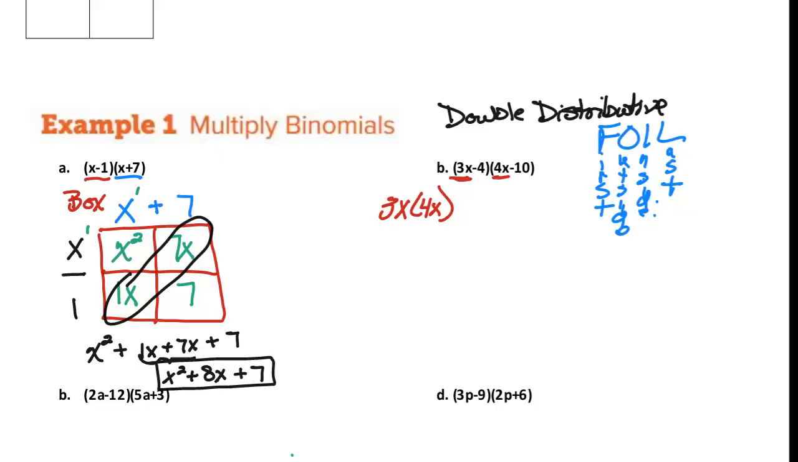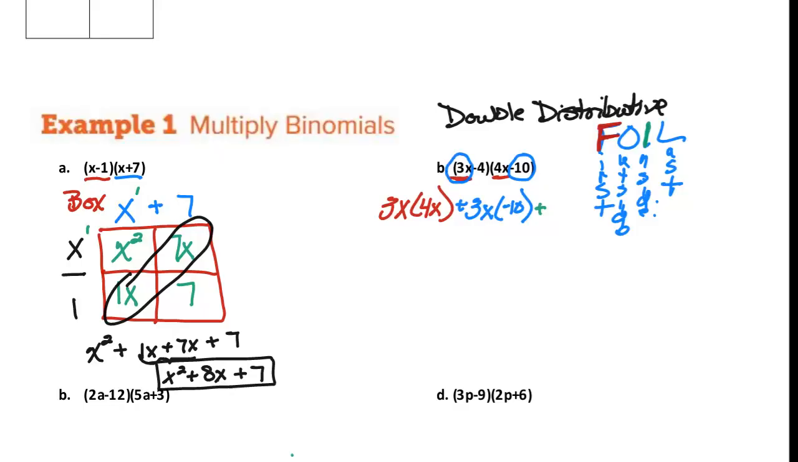Outside times outside, let's do this in red. So those are in red. Outside, this is on the outside of those two, times outside is going to be a 3x times a negative 10. That's in blue. Now I'm going to do inside times inside. Find your two inside terms. Is that a negative 4? I think it is. Let me check here. Yes, negative 4.